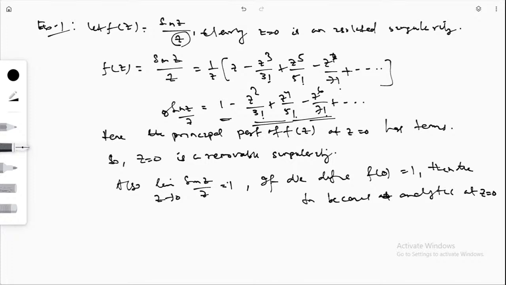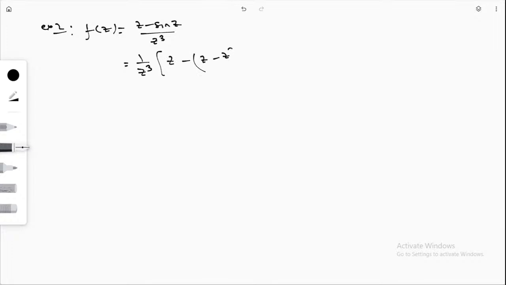So let me give another example, so go to the next page. Now consider another example. Let f of z be equal to z minus sin z divided by z cube. So this will be 1 by z cube times (z minus the expansion of sin z). We know the expansion of sin z: z minus z cube by 3 factorial plus z to the power 5 by 5 factorial minus z to the power 7 by 7 factorial plus and so on.